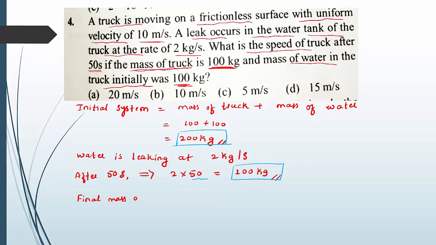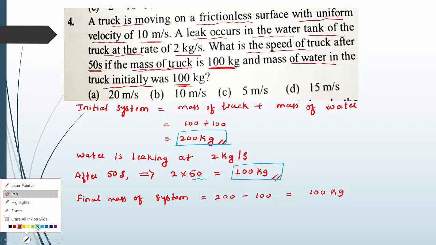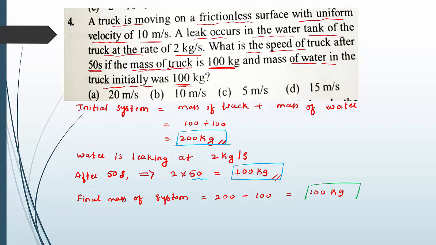Final mass of a system. We can write, what is the final mass? 200 kg was the initial mass, 100 kg was the final mass. So 200 minus 100 means how much? 100 kg. So 100 kg is what our final mass remained in the truck.